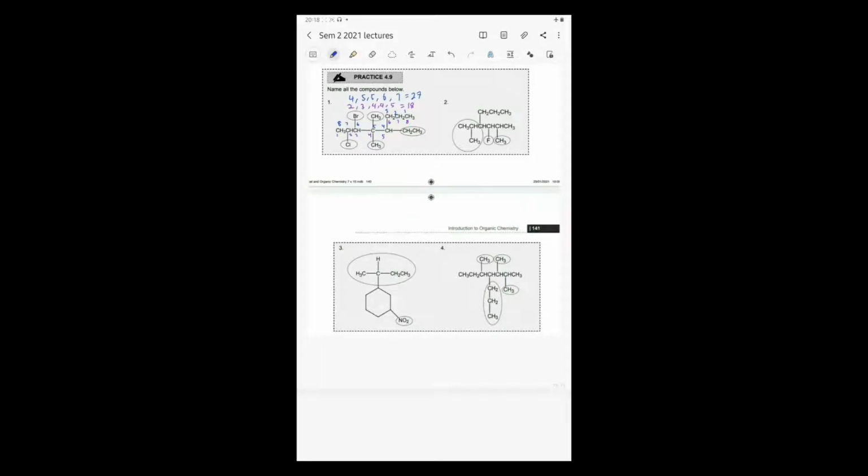So we will not choose the blue one, because that will give a larger number to the substituents. Okay, so we'll choose the purple. Okay, so I will erase the blue numbers. Okay, so that's our numbering.